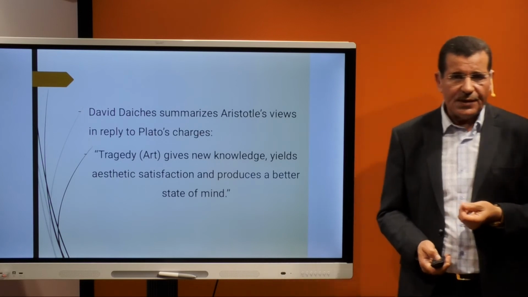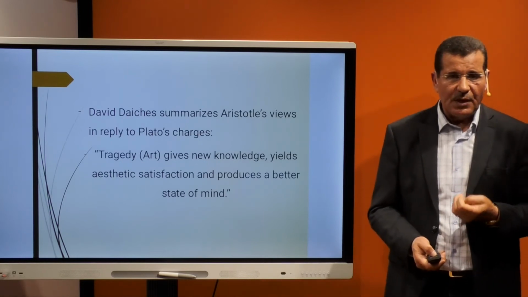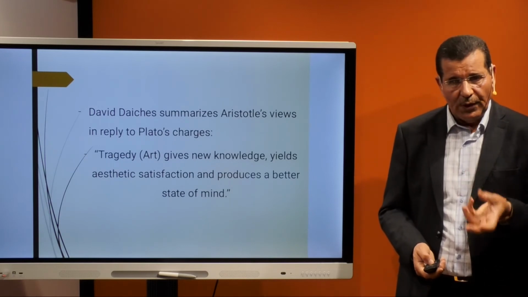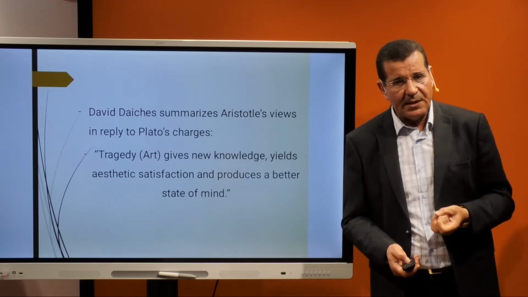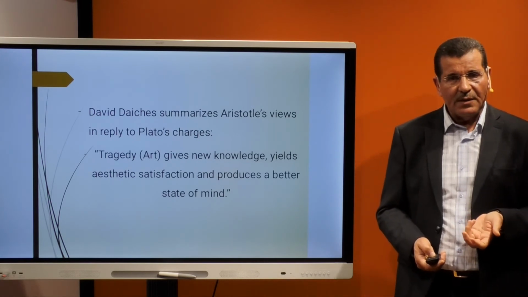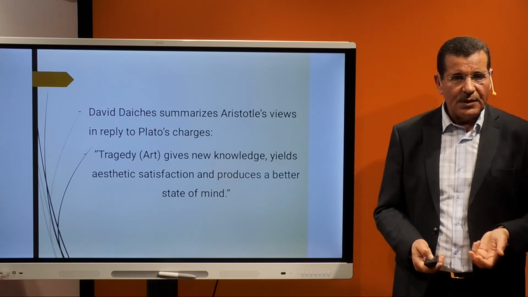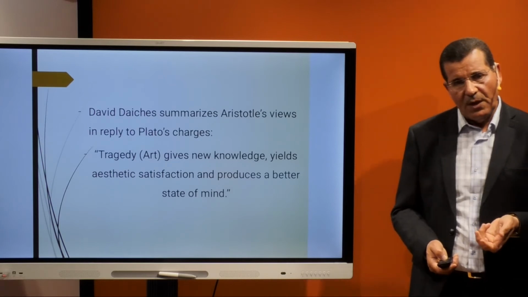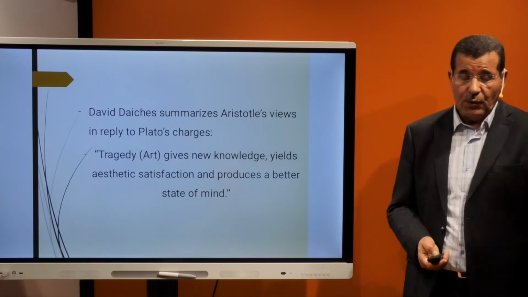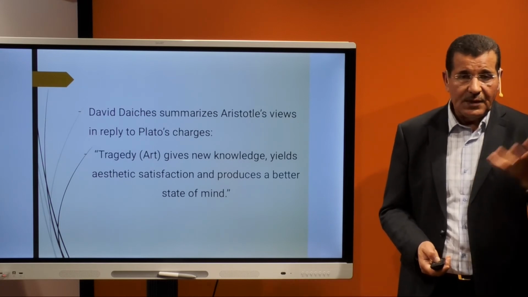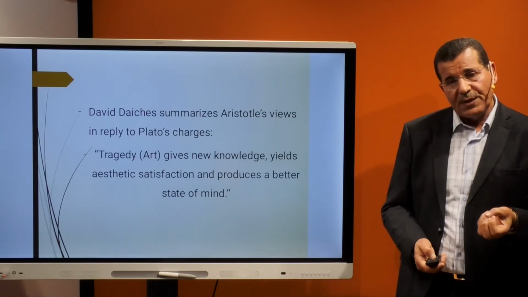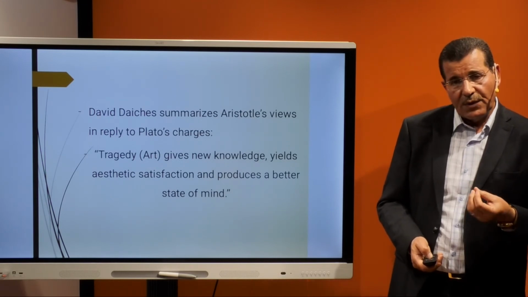David Daiches summarizes Aristotle's views in reply to Plato's charges. Tragedy or art gives new knowledge, yields aesthetic satisfaction, and produces a better state of mind. Very important, a positive impression about the expression of art according to Aristotle, because it is a source of knowledge, it has an aesthetic value, and it produces a very important situation.